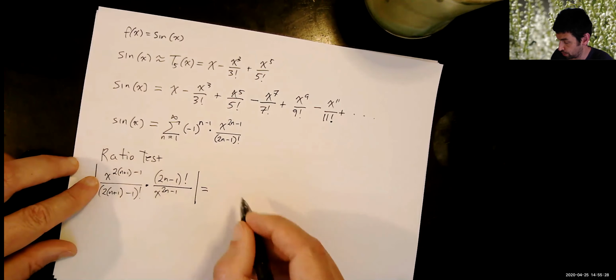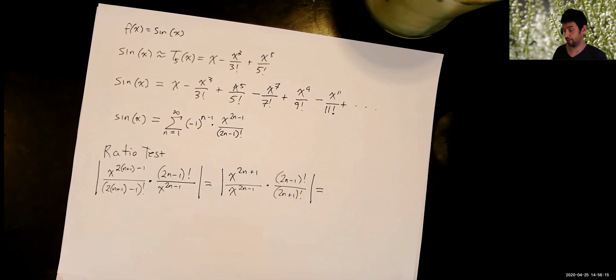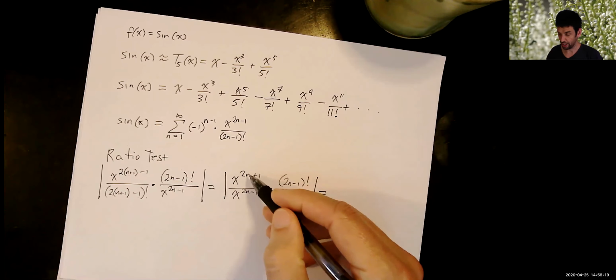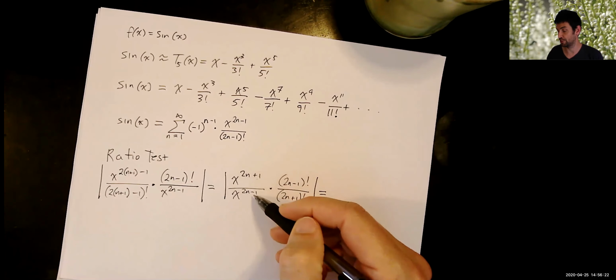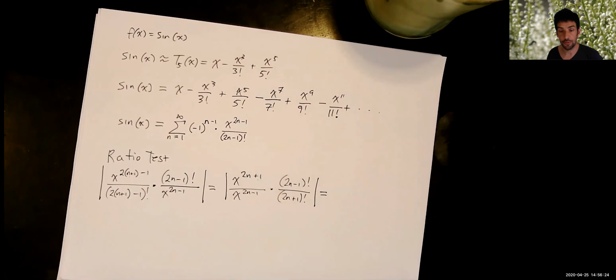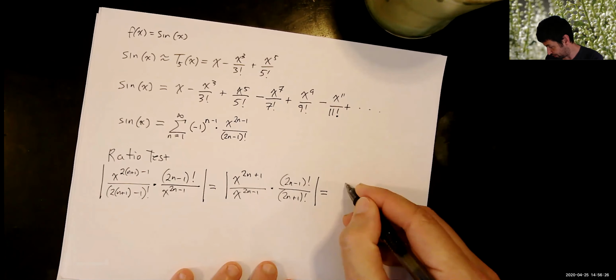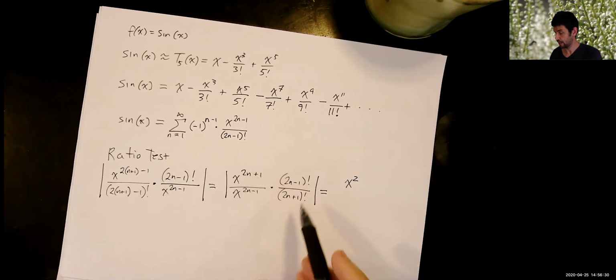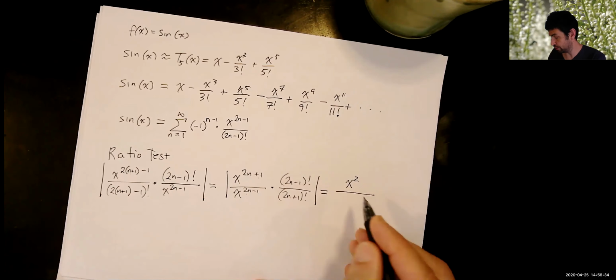All right, let's see what we get. 2n plus 1 is 2 exponents bigger than 2n minus 1, right? If you add 1 to this, you get 2n. If you add 1 again, you get 2n plus 1. Or you can just use subtraction. 2n plus 1 minus 2n minus 1 leaves me 2 factors of x. So I've got an x squared from these, times 2n minus 1 factorial over 2n plus 1 factorial.